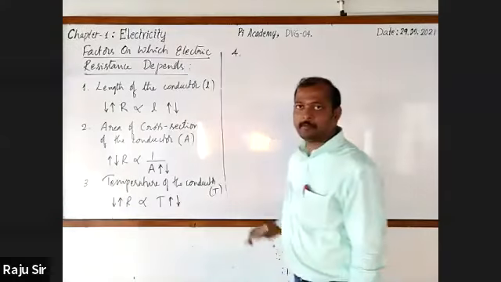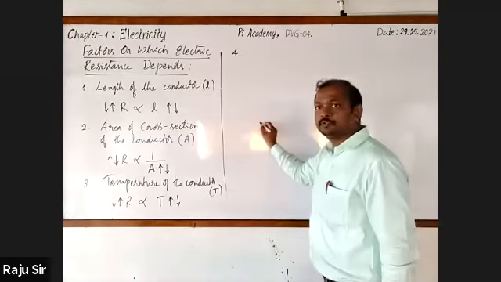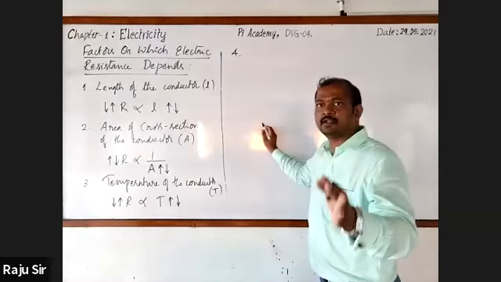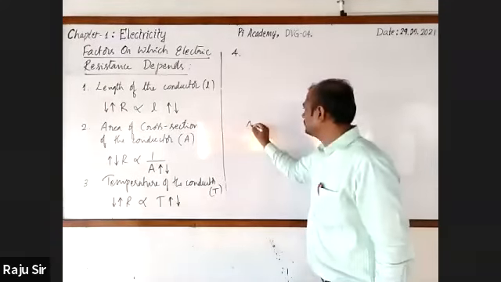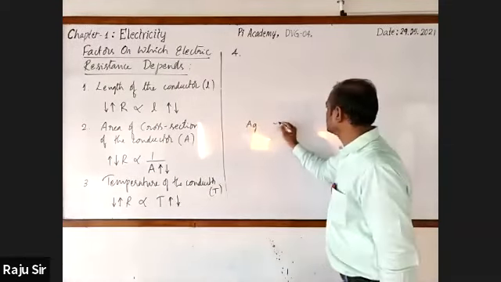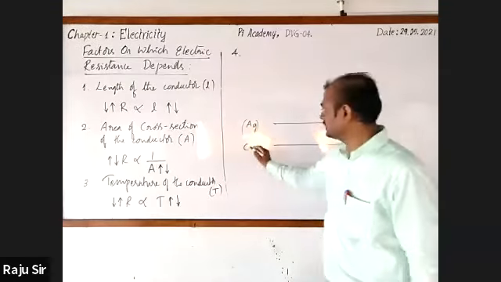Just observe it. We are moving to the fourth one. Let us take three conductors of the same length, same area of cross section, at the same temperature. I take the first one as Ag. What is this? Silver. What is its Latin name? Argentum. Next, Cu. Copper. What is its Latin name? Cuprum.